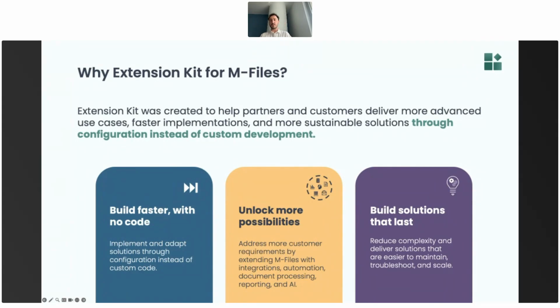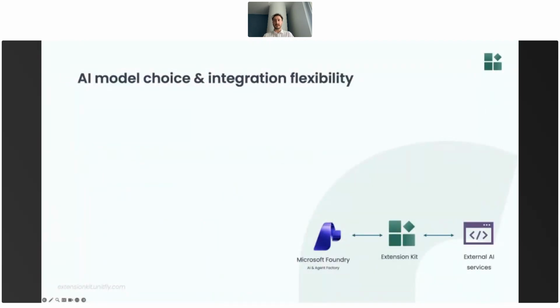And now I will talk more about what the Extension Kit adds on top of M-Files when it comes to AI. I would say the important point here is flexibility. With the Extension Kit, you're not locked into a single AI provider; it gives you an option to choose which AI and how you would like to integrate the AI into your M-Files workflows.